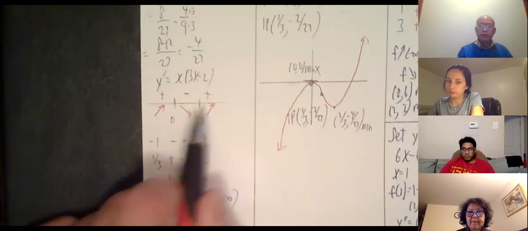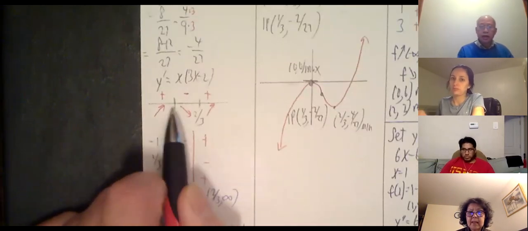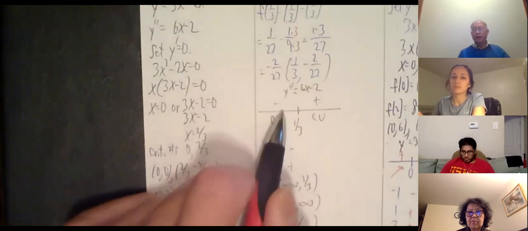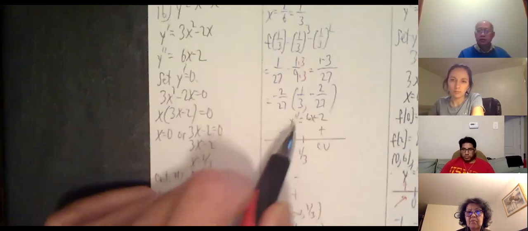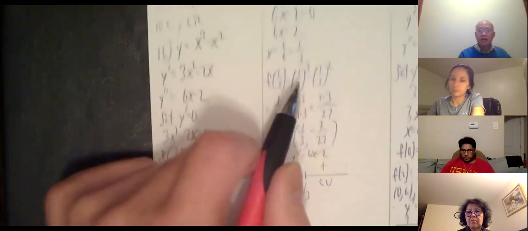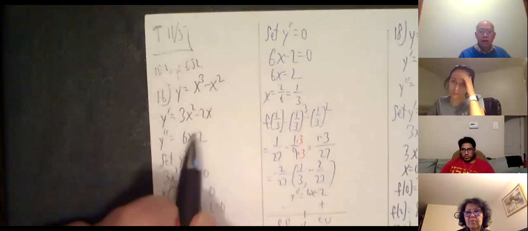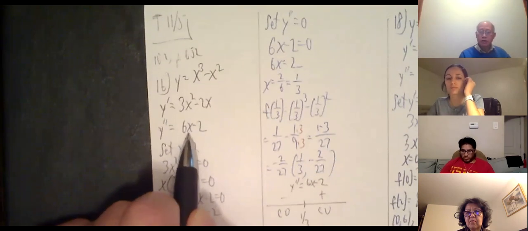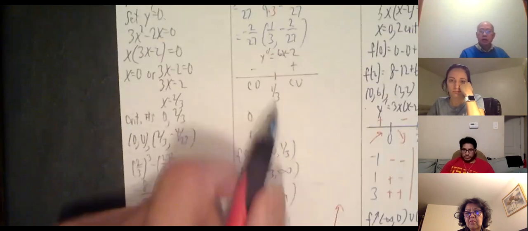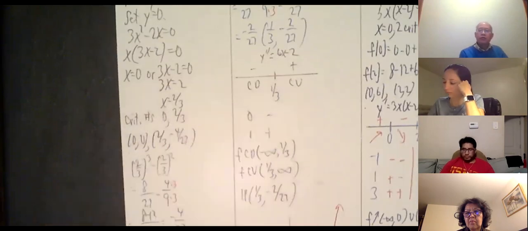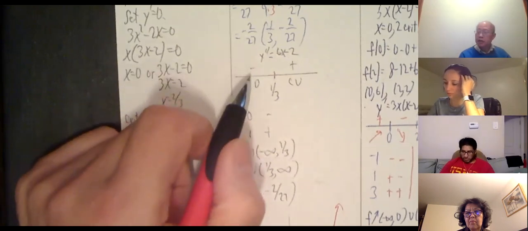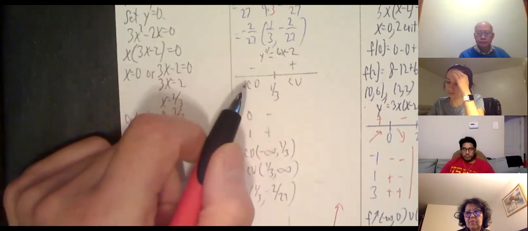Okay, so I draw my number line, just like I drew the number line here, but I don't have to lay down the same number of points. Here you lay down 2. Here I'm only laying down 1 value because there's only 1 value which makes the second derivative 0. That was 1/3. So y double prime was this. When you plug in 1/3, 6 times 1/3 is 2. 2 minus 2 is 0. So I put 1/3. Only at 1/3 I get 0, nowhere else. So it's either going to be positive or negative.